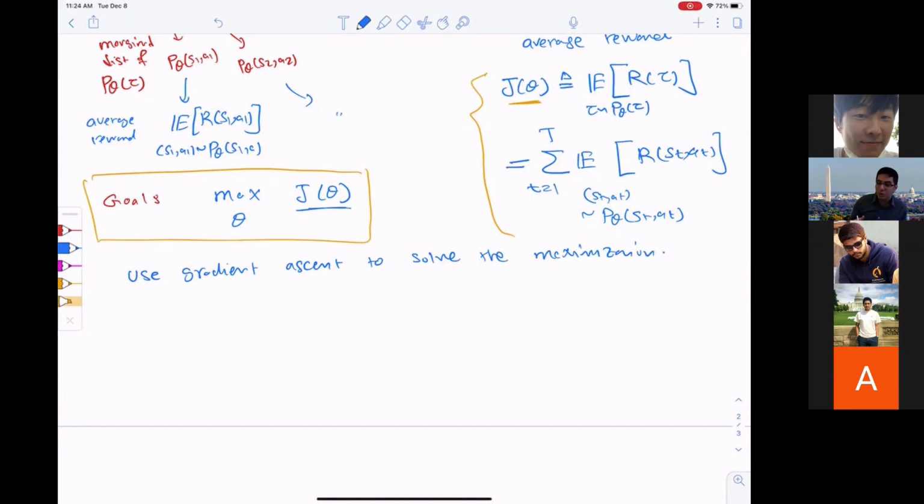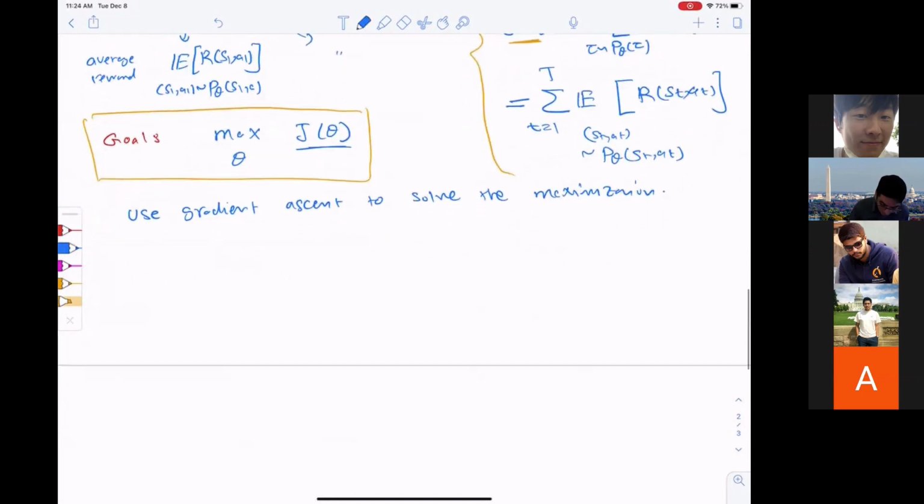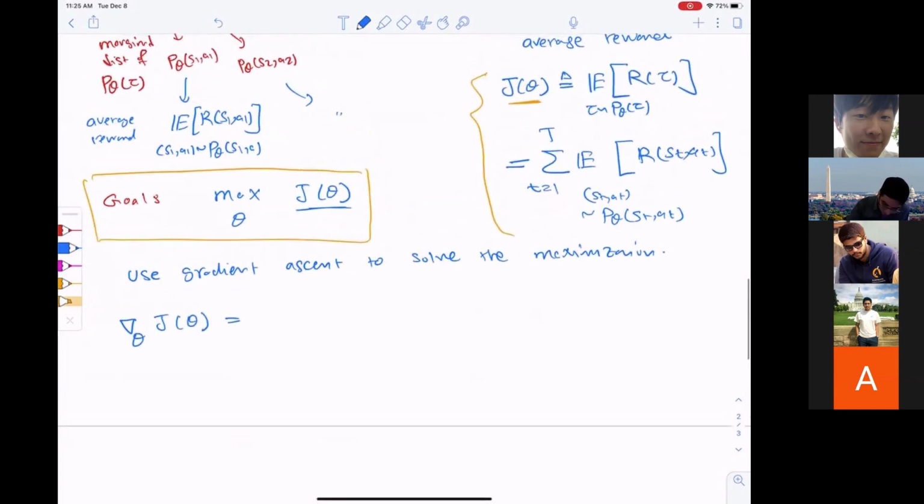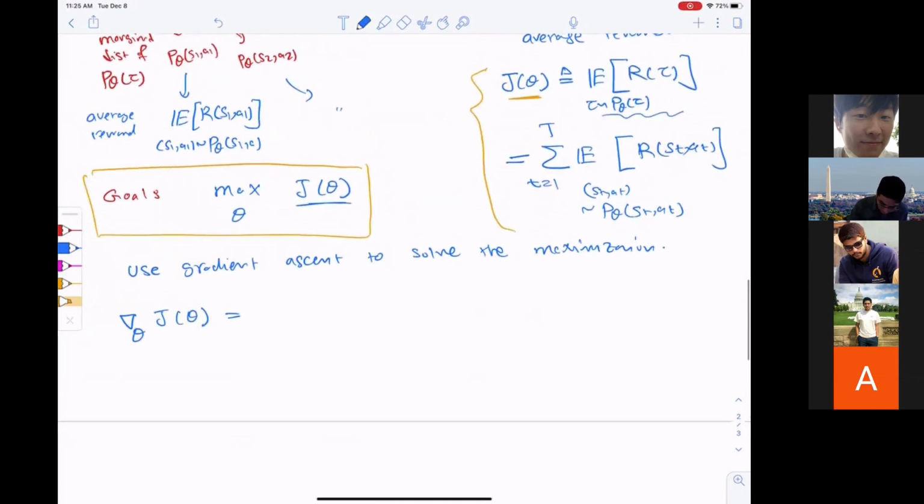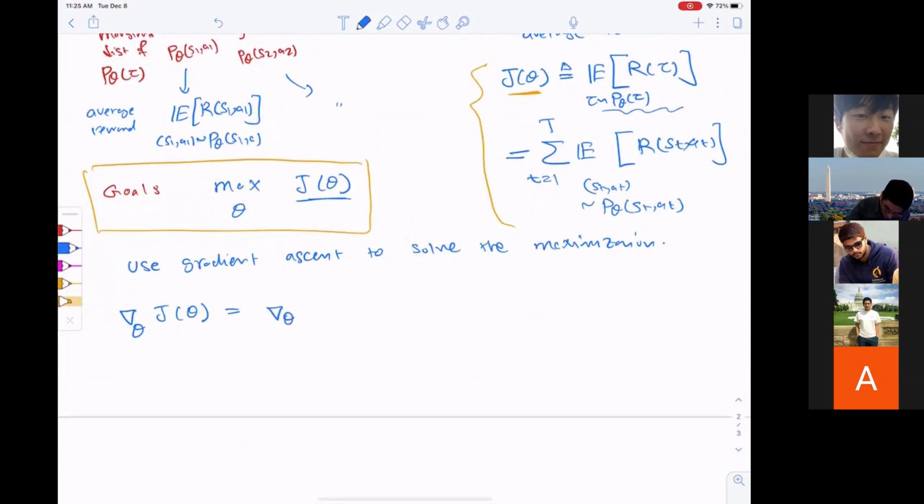So in order to use gradient descent or ascent, I need to be able to compute the gradient of my objective function with respect to the parameters. So let's do that. What is the gradient of J of theta with respect to model parameters? All right, so I'm going to use the first definition for now, the gradient of the expected reward associated to each trajectory when my trajectories are distributed according to pi sub theta.